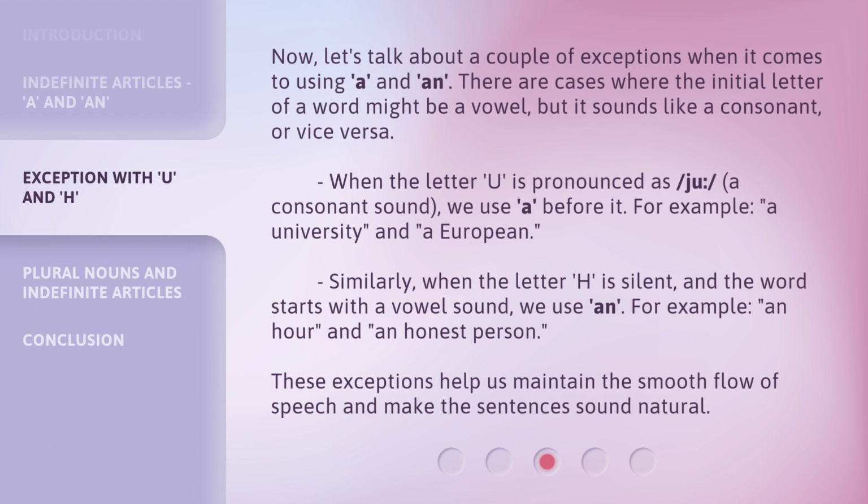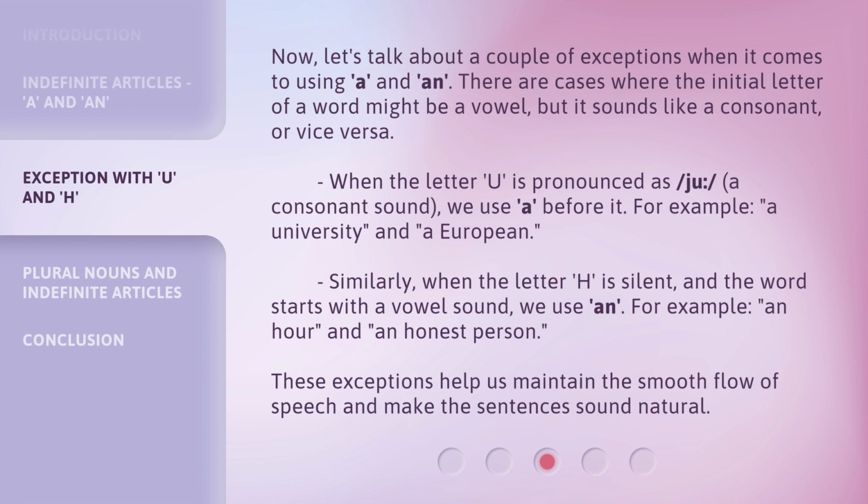Now, let's talk about a couple of exceptions when it comes to using a and an. There are cases where the initial letter of a word might be a vowel, but it sounds like a consonant, or vice versa. When the letter U is pronounced as "yoo", a consonant sound, we use a before it. For example, a university and a European.